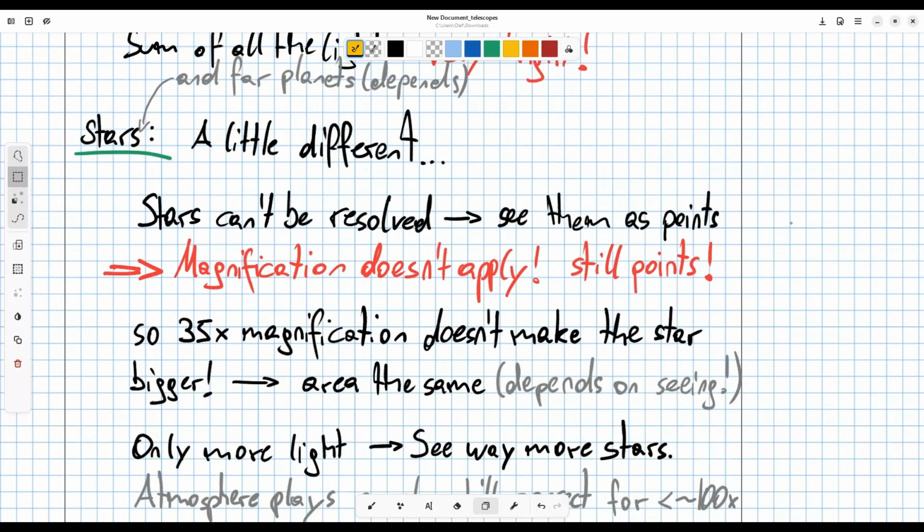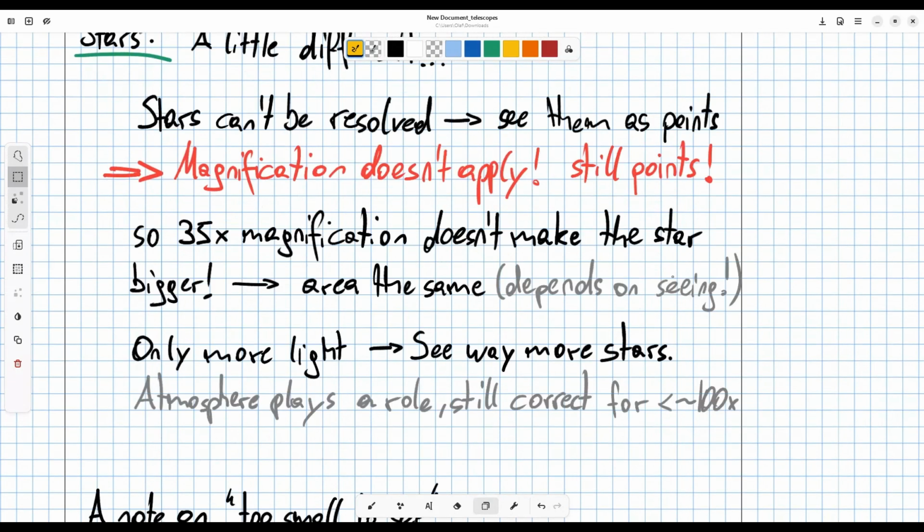So 35 times magnification doesn't make the star bigger, so the light isn't spread out over any more area. The area is the same. It only depends on the seeing conditions of the atmosphere, which is a more specific thing. But apart from that, you only get more light and you see way more stars. And this is the crucial point here. They are still points. When Chris says here that they would magnify them by some number, you would, if you could actually see them, if they had an area in the first place. They are too small to resolve, regardless of how far you magnify them with amateur equipment.